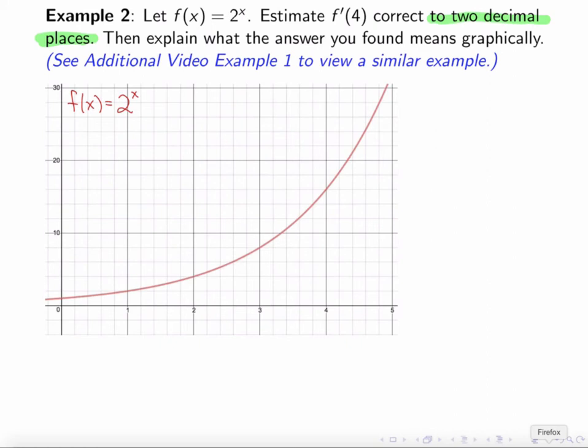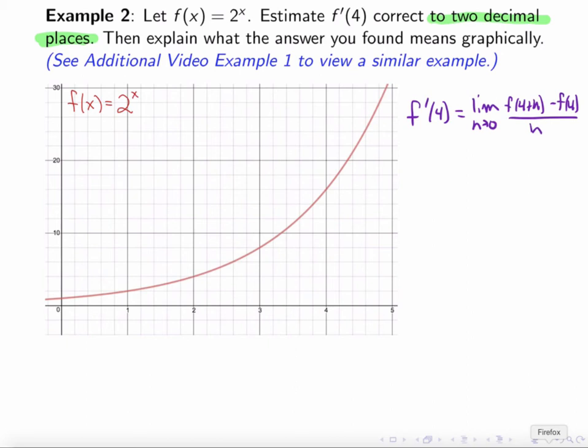So again, we're trying to estimate this f prime of 4, the derivative of f of x at x equals 4, which is the slope of the tangent line to f of x at x equals 4. We just saw a definition for the derivative in terms of looking at the slope of the secant line and taking the limit as h goes to 0. So using the limit definition of the derivative, f prime of 4 should be the limit as h goes to 0 of f of 4 plus h minus f of 4, all divided by h.